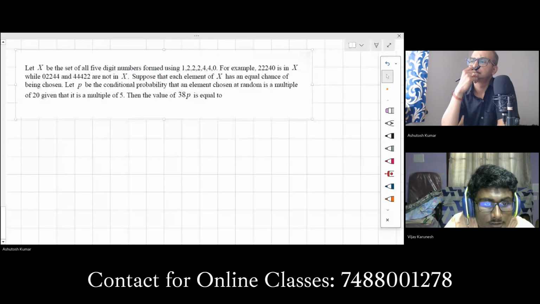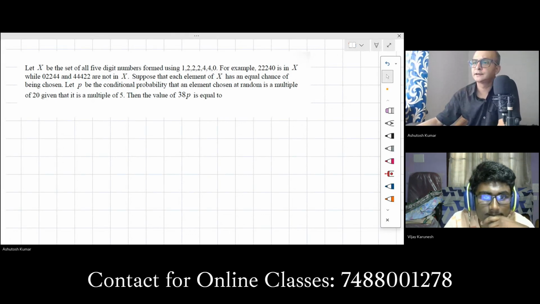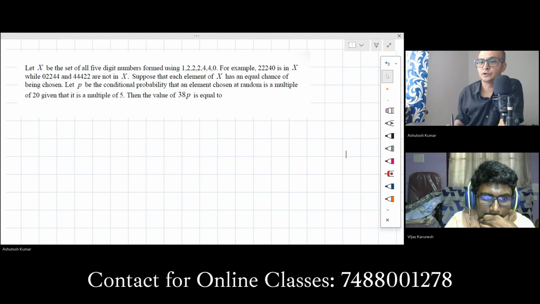Try. Let X be a set of all 5-digit numbers formed using 1, 2, 2, 4, 4, 0. For example, 2, 2, 4, 4, 0 is in X and this is not in X. Suppose that each element of X has an equal chance of being chosen. Let p be the conditional probability that an element chosen at random is a multiple of 20 given that it's a multiple of 5. So given that it's a multiple of 5, again we do this thing.